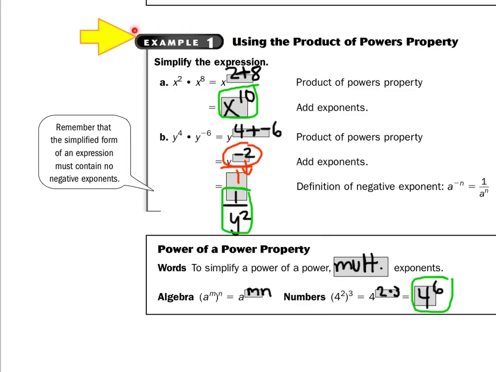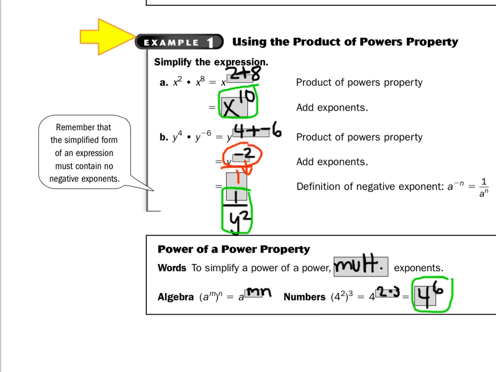Okay, so let's take a look at example 1. Simplify the expression x to the 2nd power times x to the 8th power. Well, the bases match, so you copy the base, the x, and then you just add the powers. 2 plus 8 would give you 10. So our answer is x to the 10th power. Take a look at B. y to the 4th power times y to the negative 6th power. When the bases match, copy the base, copy the y, and then add the 4 plus negative 6. Well, 4 plus negative 6 makes negative 2, so it's y to the negative 2nd power.